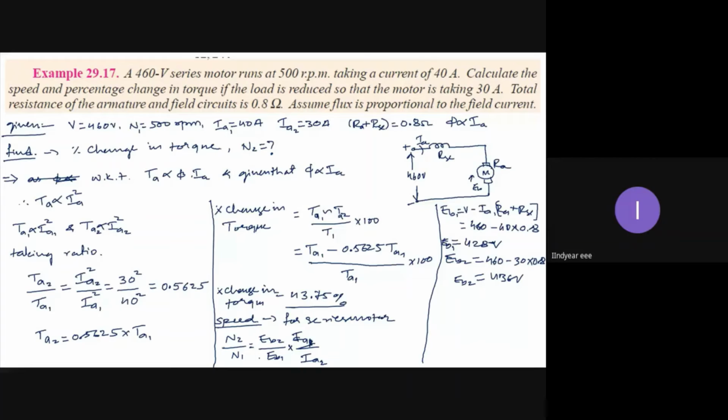So I want N2. All other things are known on the right-hand side and we also know N1. Therefore N2 is equal to EB2, 436, divided by 428, into IA1 which is 40, divided by IA2 which is 30, into N1 which is 500. So N2 is 679 RPM.